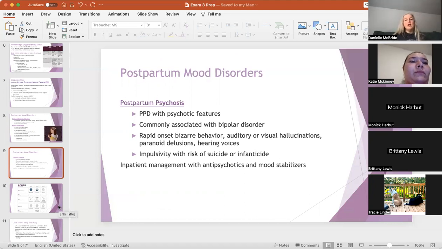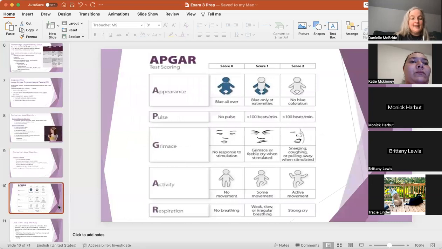So let's talk about something a little more exciting, and let's have a baby. You guys remember APGAR score? With our APGAR score, what are we assessing?